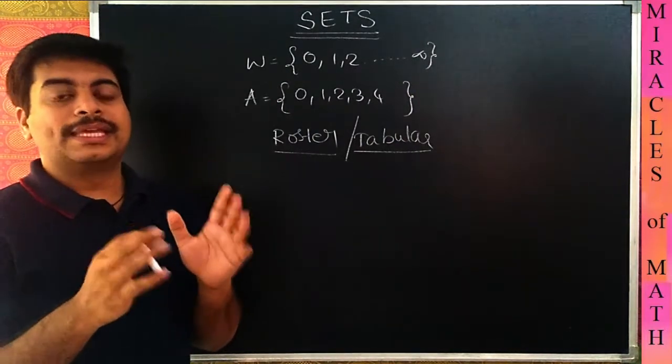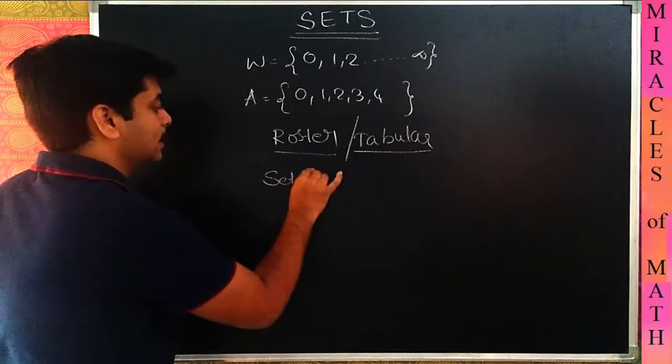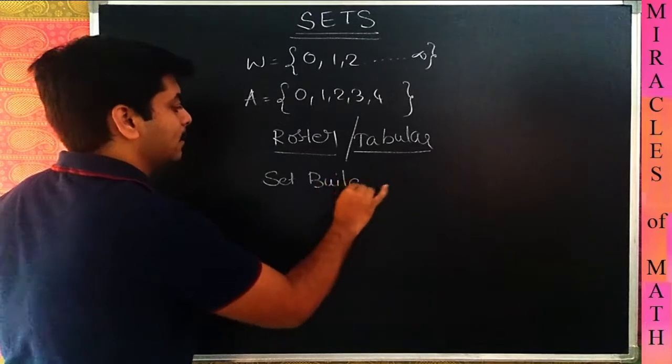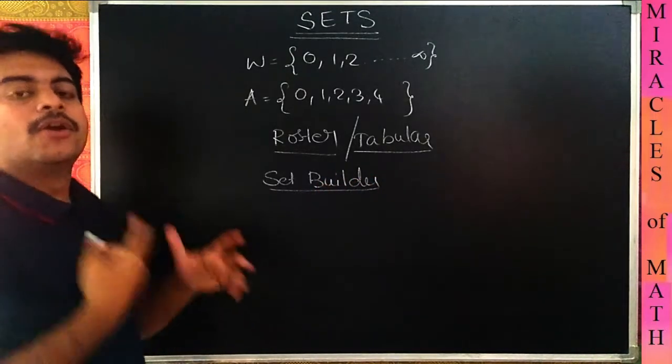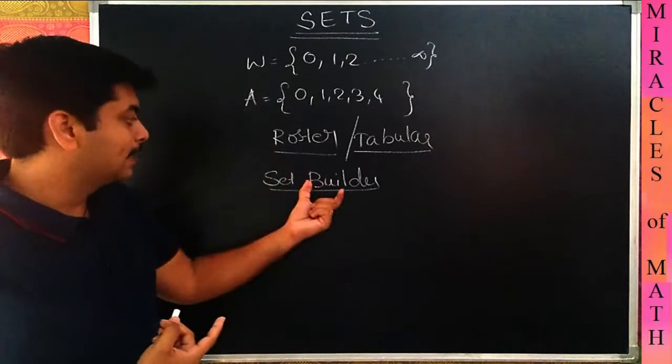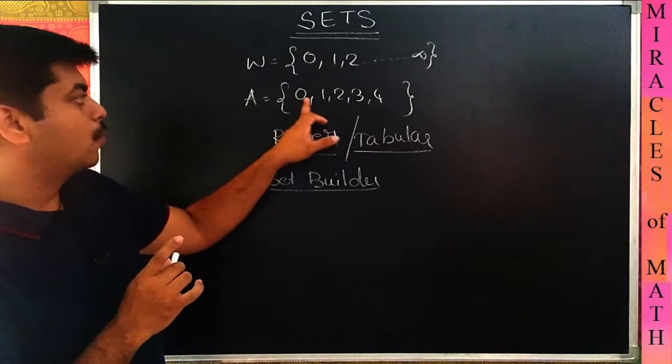Yes. There is one more representation that is called set builder form. What is that? Set builder form. So the name itself says that we need to build from the given information. We need to bring the set from the given information. Let us take the same example, 0, 1, 2, 3, 4.